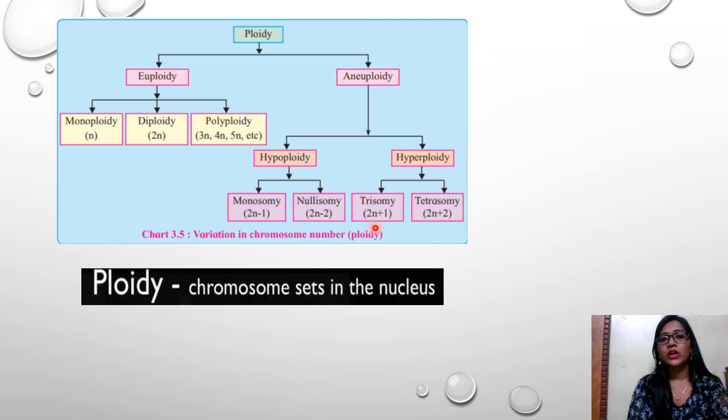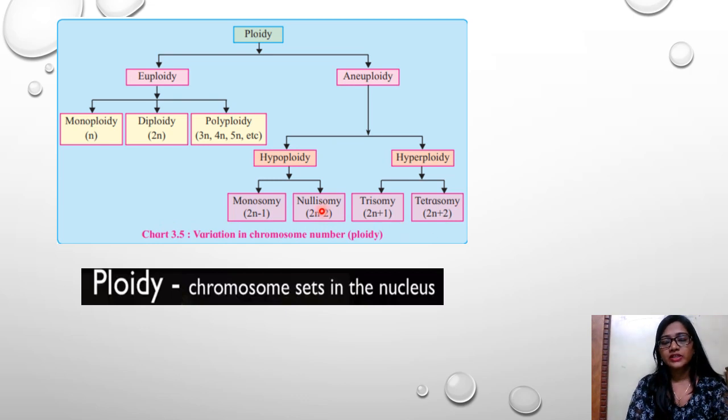Hyperploidy, see, 2n plus 1, 2n plus 2 means the chromosome number is getting added. So it is a state in which a cell contains one or more extra chromosomes. Humans normally have 46 chromosomes per cell, but if a human has 47 chromosomes or more per cell, then that condition is known as hyperploidy. Now monosomy is when 2n minus 1 chromosomes are present.